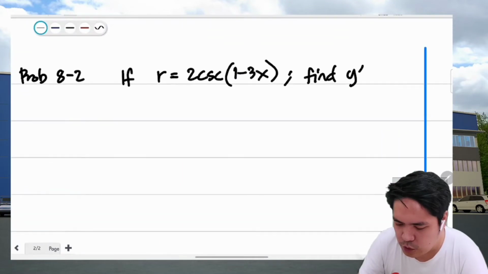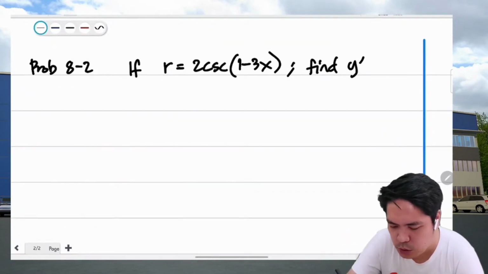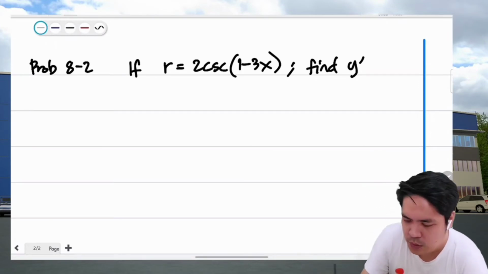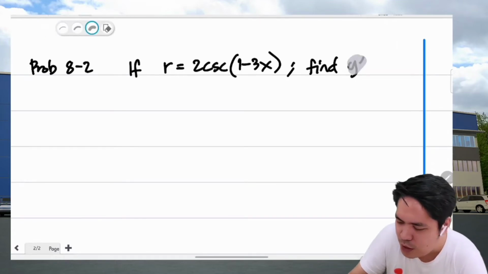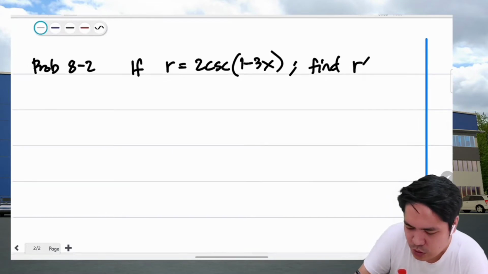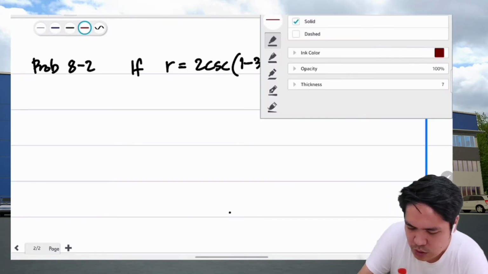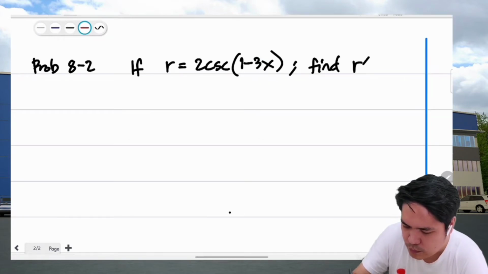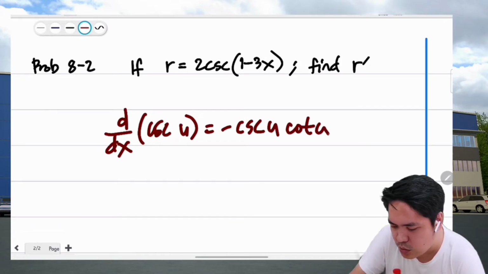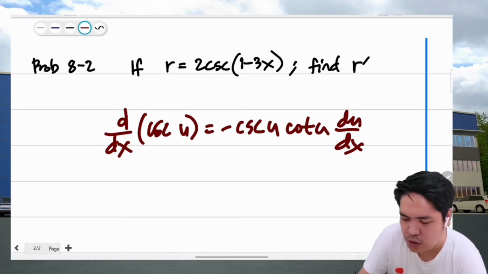Okay, how about if we have this problem, problem 8.2, if r is equal to 2 cosecant of 1 minus 3x, find y prime. Okay, sorry, let's find r prime. So we know that, if you recall again, the derivative of cosecant u, of course, it's a cofunction, so it's negative, right? Negative cosecant u, cotangent u, du over dx. So, this is the formula we will follow.